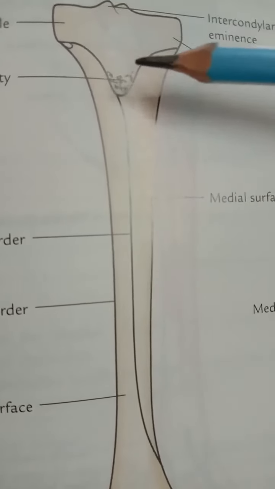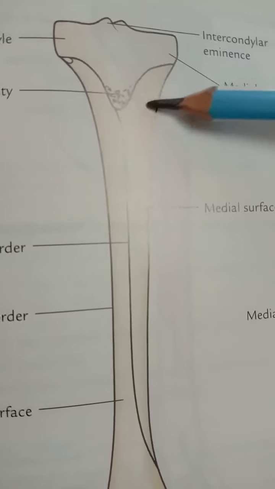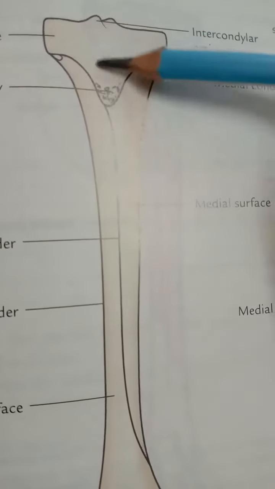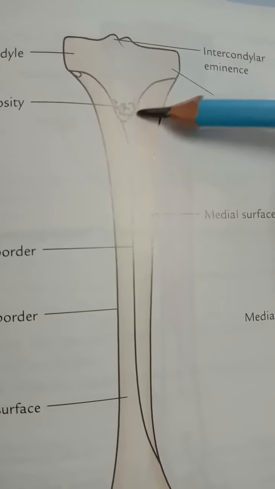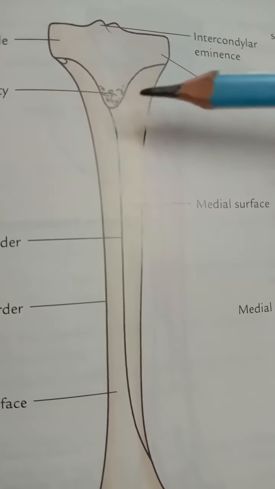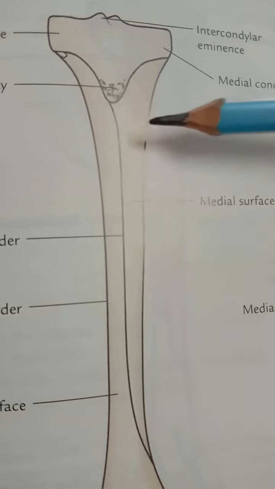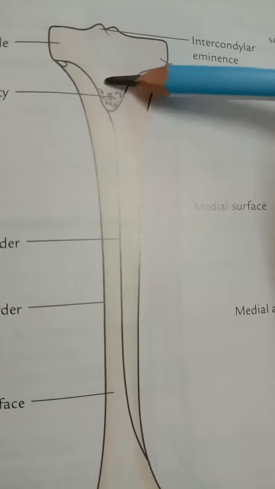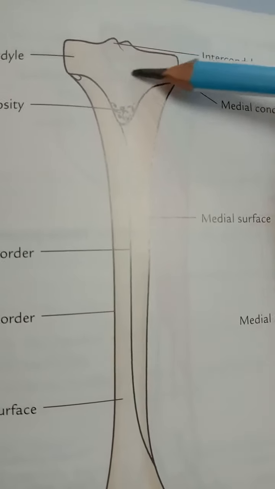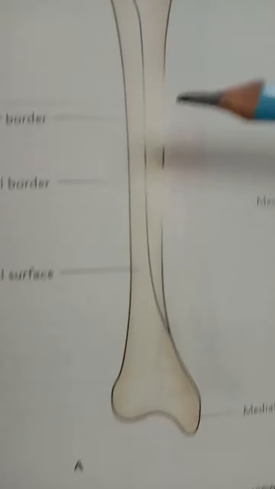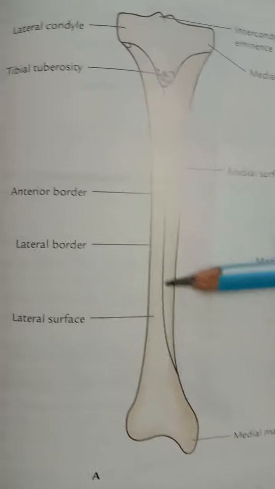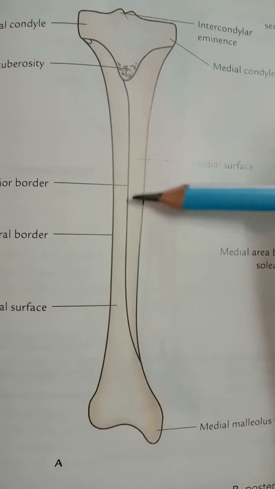Then the tuberosity should be divided into the upper smooth area, this one, and the lower rough area, this one. The epiphyseal line for the upper end of the tibia passes through the junction between the two parts, that is, the upper smooth area and the lower rough area. Then that is the shaft of the tibia, so this one.